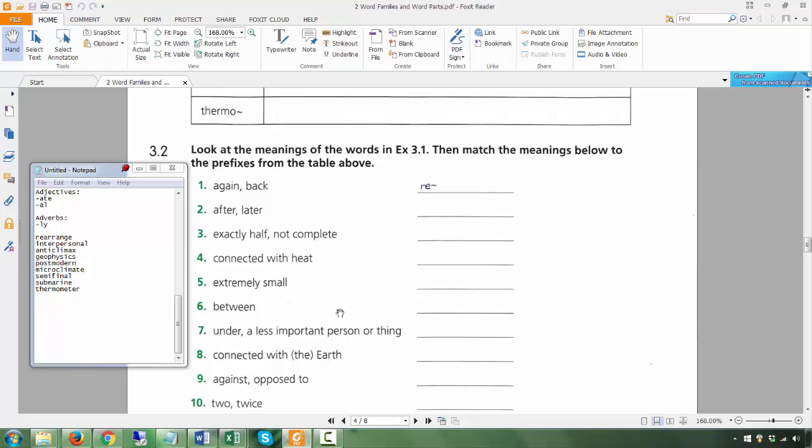Okay, so looking at all the prefixes and what are the meanings for this. Okay, so after would be post. Half is going to be semi. Connected with heat, it's going to be thermal.